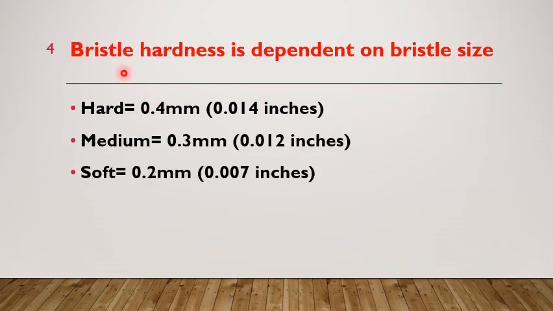We all know that there are many types of toothbrushes which we use. Some people prefer hard toothbrush, medium hardness, or very soft toothbrushes. Nowadays soft are recommended. Bristle hardness is dependent on the bristle size. Hard toothbrushes have bristle size of around 0.4 millimeter diameter, medium have 0.3 millimeter and soft has 0.2 millimeter, and these have been represented in inches too.